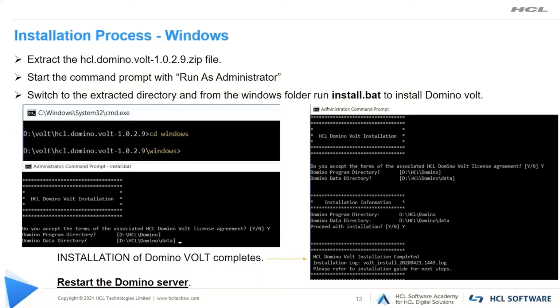You will be prompted to accept the license agreement. Accept it by entering Y. Once you accept the license terms, it will display the Notes program directory and data directory information by reading the notes.ini file of the Domino server. Enter Y to continue. It will process the installation and display the information about installation complete.